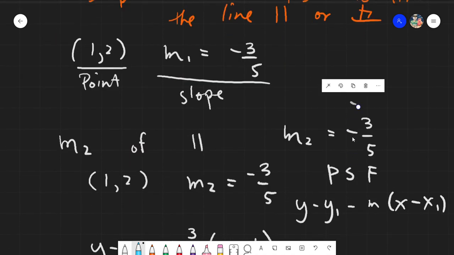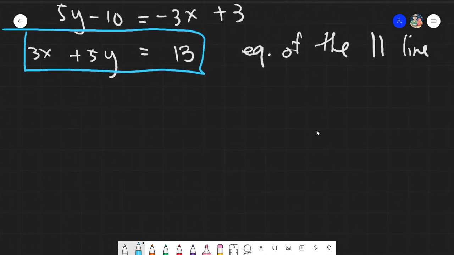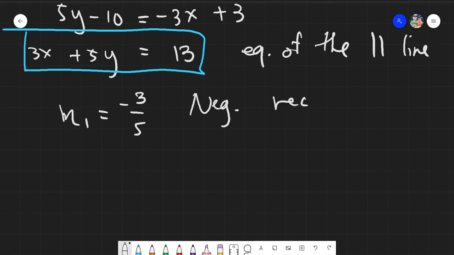Let me undo that. Let's go back to m sub 1. For the perpendicular line, you need to find the negative reciprocal. For us to get the negative reciprocal for m sub 2, we simply interchange the position of 3 and 5. That would be 5 and 3. And we need to get the positive slope, because this one is negative. So this is positive. Therefore, this would be our m sub 2. Just simply get the negative reciprocal.